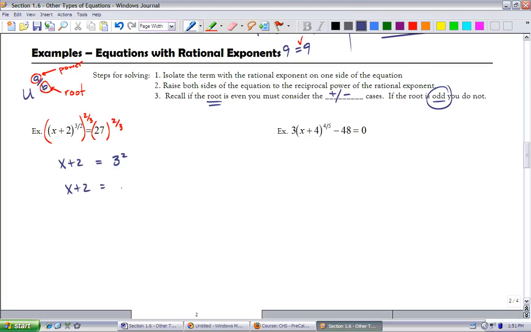Then we take 3 and we square it and we get 9. We subtract 2 from both sides and you get 7. So there's your answer. x equals 7.